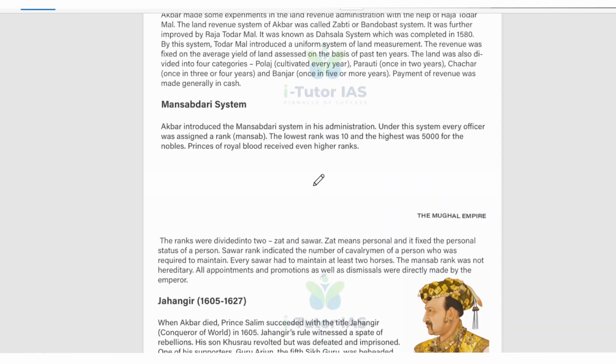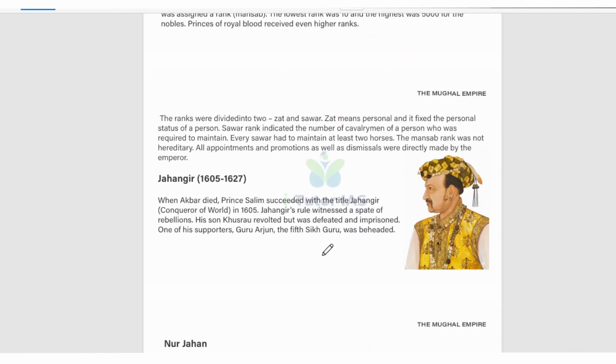Mansabdari system. Akbar introduced the Mansabdari system in his administration. Under this system, every officer was assigned a rank, that is, Mansab. The lowest rank was 10, and the highest was 5,000 for the nobles. Princes of royal blood received even higher ranks. The ranks were divided into two, Zat and Sawar.